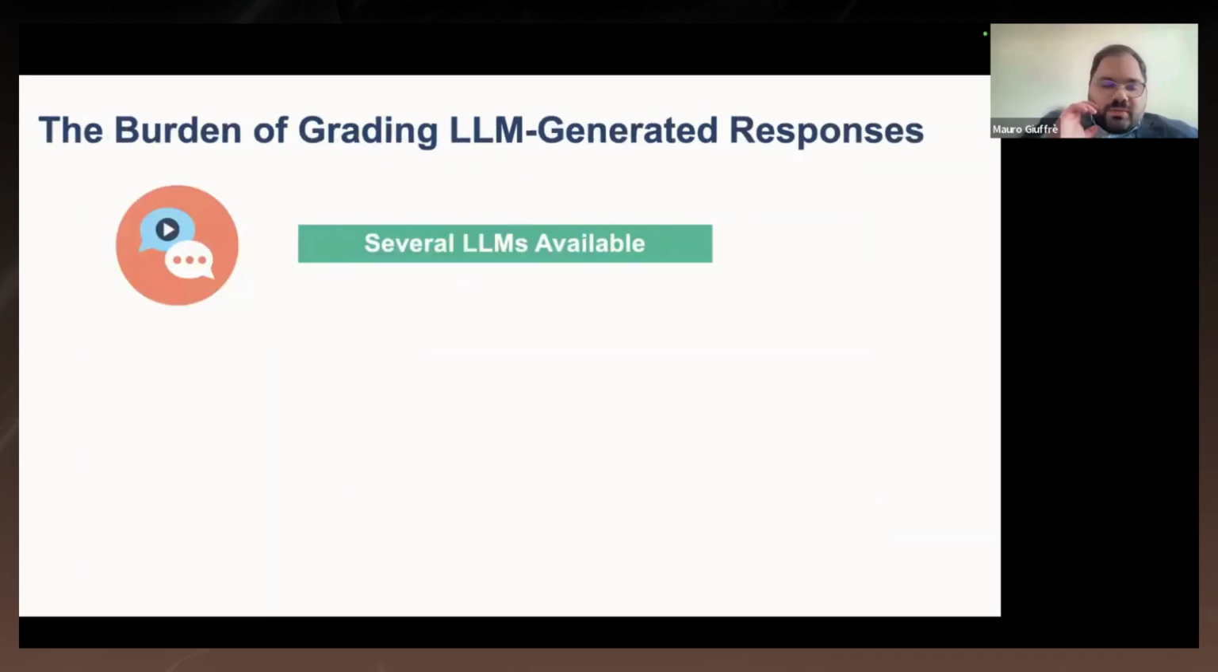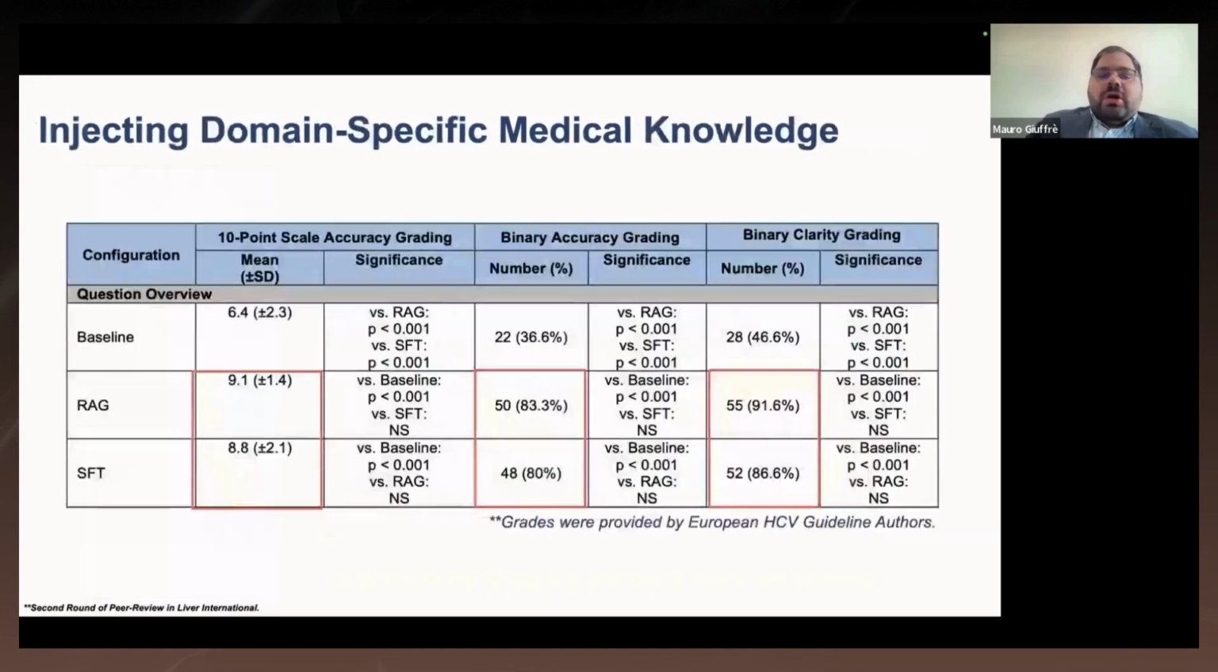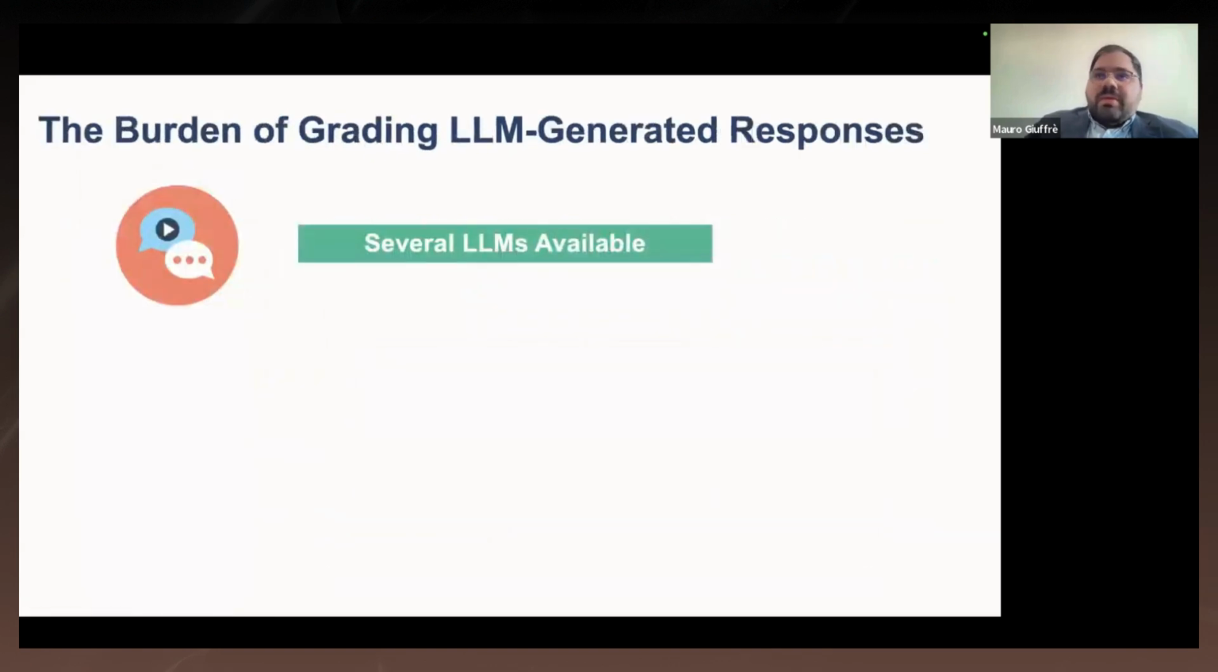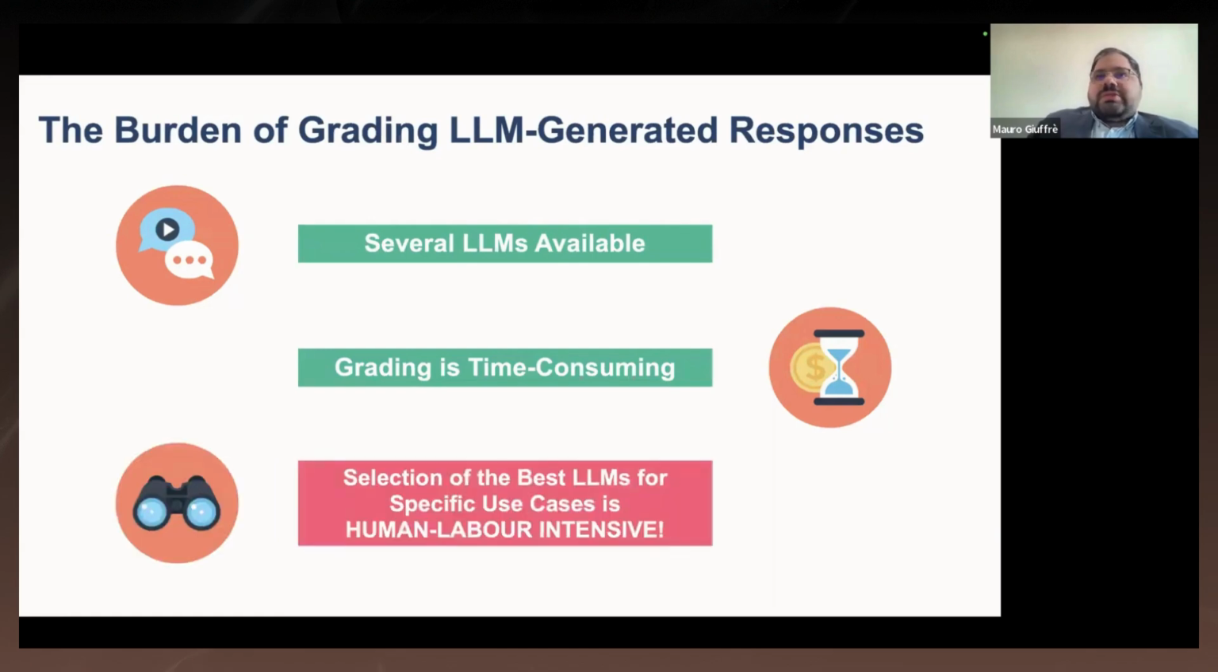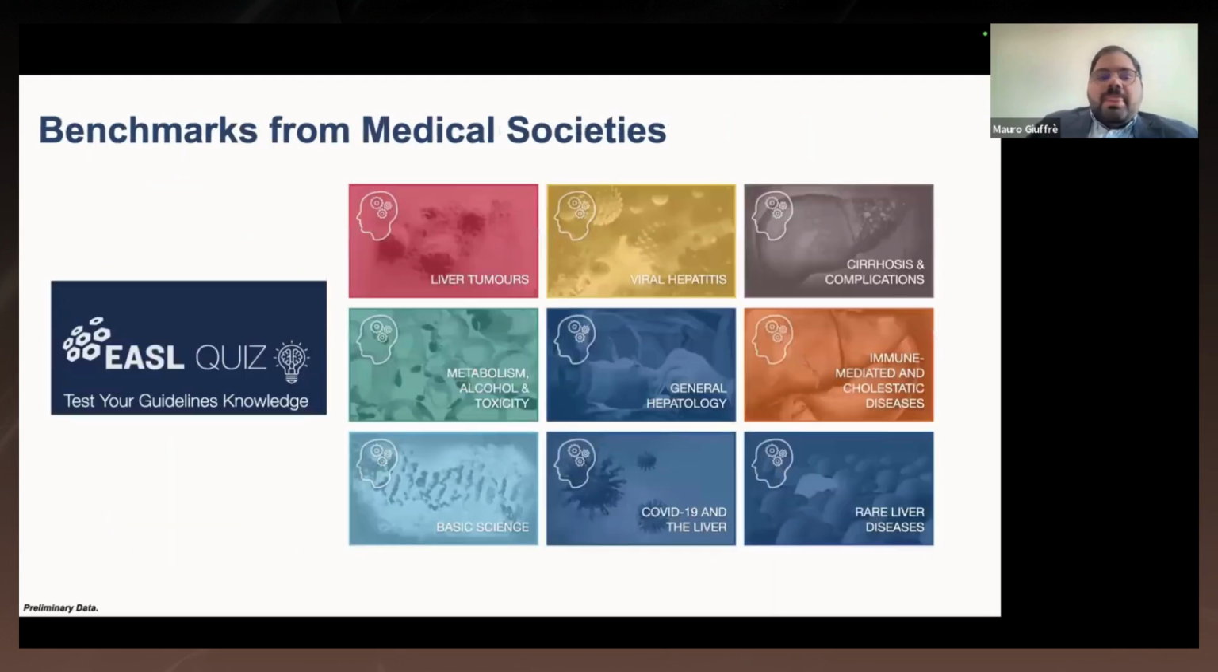The problem when we want to deploy LLMs into clinical practice is that we have now several LLMs. We don't have only GPT, we have also Claude from Anthropic, we have Gemini from Google, etc., etc. And when we need to evaluate these models, we need to grade them. And of course, grading is a very time-consuming process. So we need to select in some way the best LLMs that is specific to our use case in order to reduce the human labor in LLM evaluation, which is very time consuming.